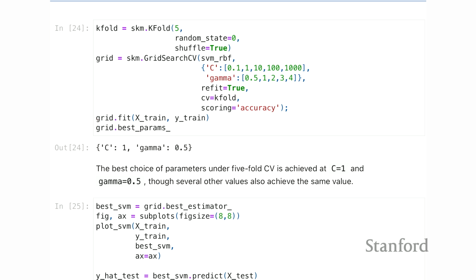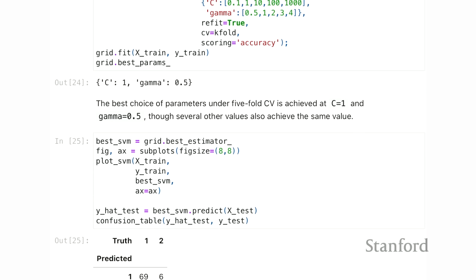But now there are two parameters in the dictionary because we had two grids, a grid of costs and a grid of gammas to search over. So this is practical for small grids and simple estimators. If you have many parameters, of course, this is going to be a lot of estimators to fit, and that might take a while. Okay, so it tells us cost 1 and gamma 0.5 is the best estimator.